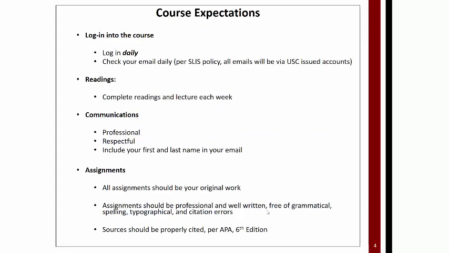A few course expectations. Please log into the course management system or Blackboard daily. It is your personal responsibility to check your email daily also. Per SLIS policy, all emails will be via USC issued accounts. Again, it is your personal responsibility to log into Blackboard daily and to communicate as needed daily with your instructor and your colleagues in each course.